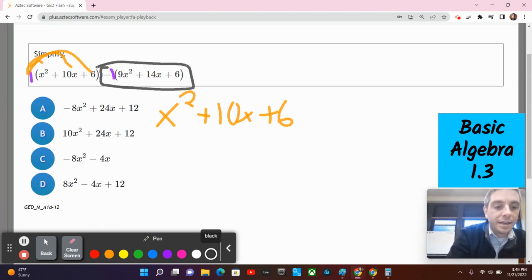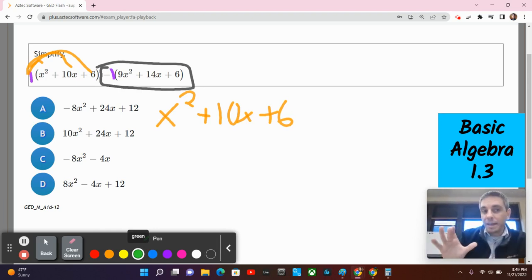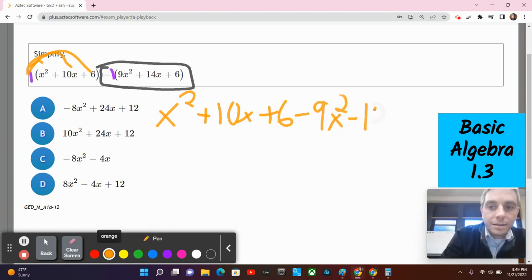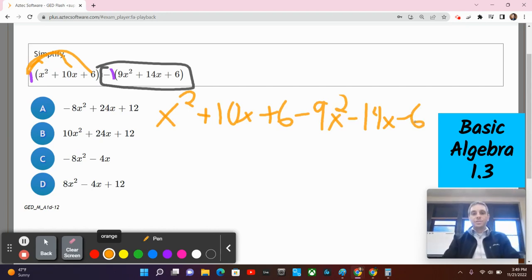Negative 1 times the terms on the inside. What's going to happen when you multiply by negative 1 is that everything stays the same except the sign. It goes from being a positive term to being a negative term, or vice versa. Minus 14x minus 6. So there's our first step in this question, to break open the parentheses.